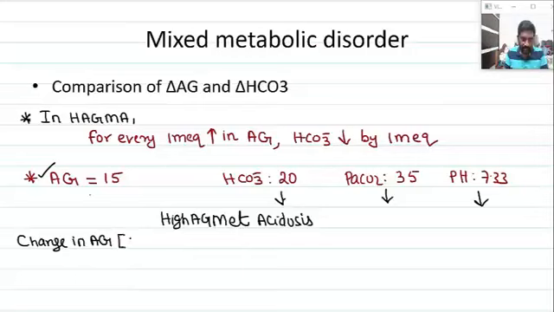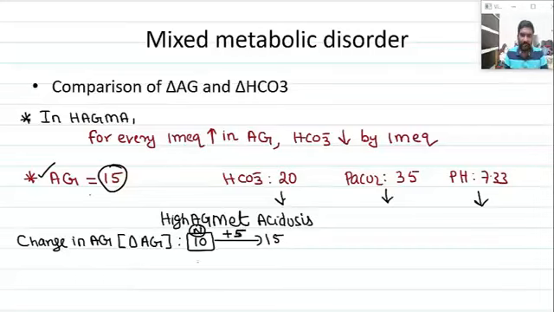Change in anion gap is also written as delta anion gap. How much is the normal anion gap? It is 10. So the normal value is 10. How much is given in the question? 15. So here in the given question, anion gap has increased by 5. So change in anion gap is 5. Then you should compare change in bicarbonate.